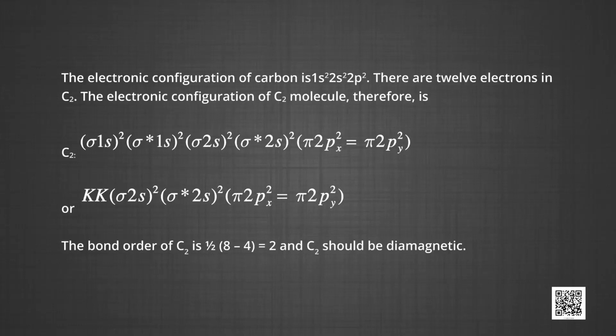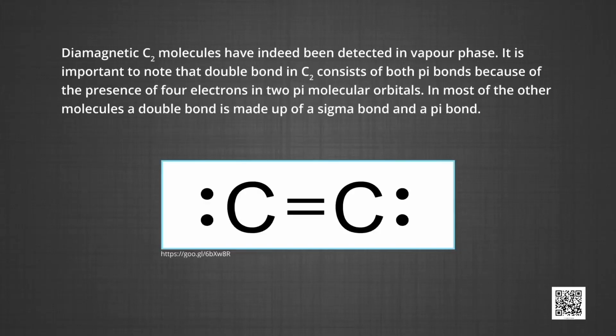The bond order of the carbon molecule is half of 8 minus 4, which equals 2, and the carbon molecule should be diamagnetic. The diamagnetic molecules have indeed been detected in the vapor phase. It is important to note that the double bond in C2 consists of both pi bonds because of the presence of 4 electrons in the 2 pi molecular orbitals. In most of the other molecules, a double bond is made up of a sigma bond and a pi bond.